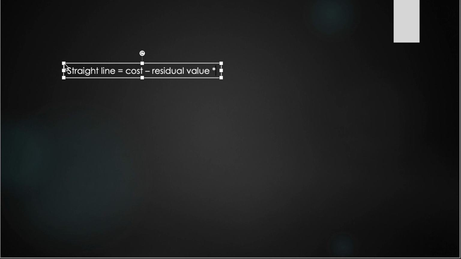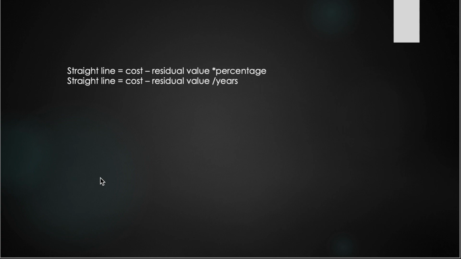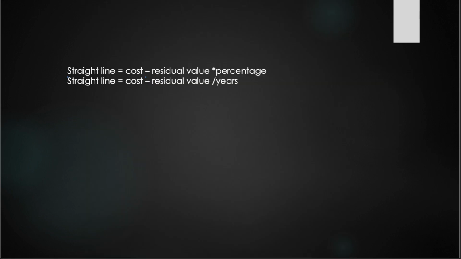Alright, so what we do again, we remind ourselves of the straight line method of depreciation. The first way of doing it is cost minus residual value times percentage. The second way is cost minus residual value divided by years. In this case, we're going to be dividing it by years. So we look at the cost of the shop fittings, which is 15,200. We do 15,200 minus 1,800 divided by 5 years. And that gives us 2,680.